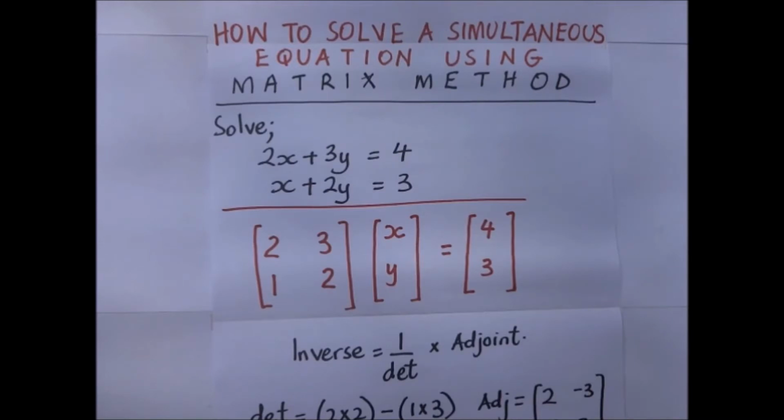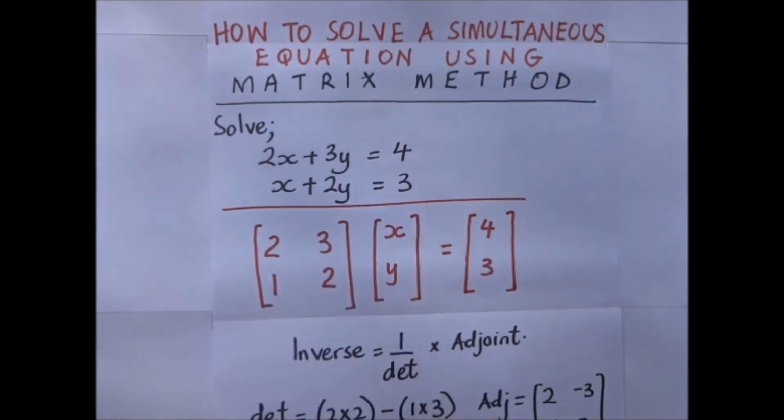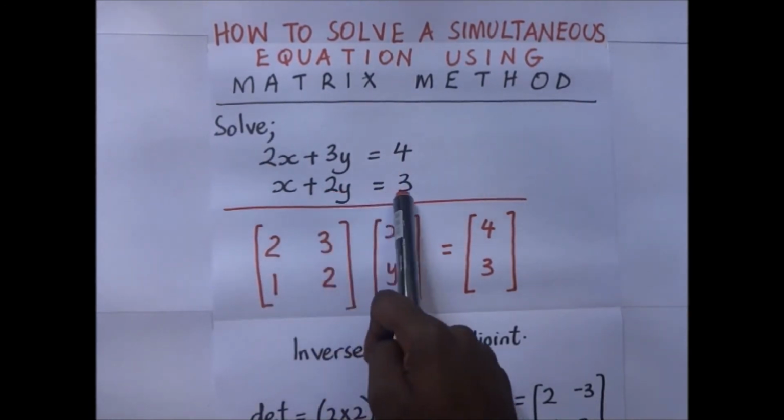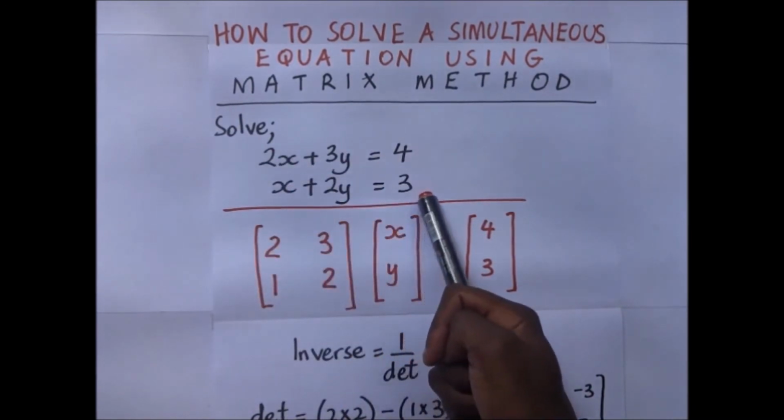There are very many other ways of solving simultaneous equations. We can solve them using the elimination method, the substitution method, or the graphical method, but this tutorial will concentrate on just one of the methods, and that is the matrix method of solving simultaneous equations. We're illustrating using an example. We have these two simultaneous equations, 2x plus 3y is equal to 4, and also x plus 2y is equal to 3. These are two simultaneous equations that require to be solved using the matrix method.